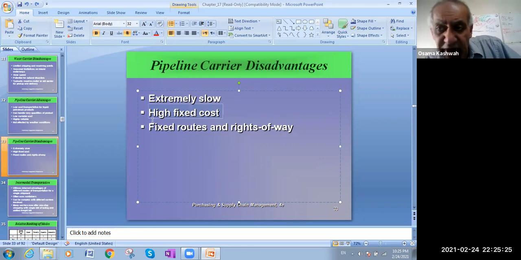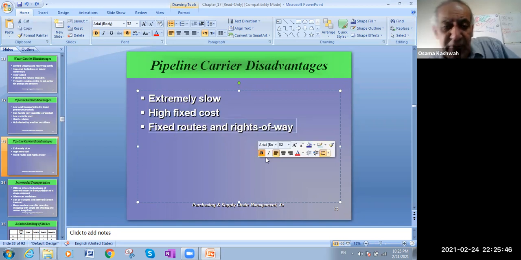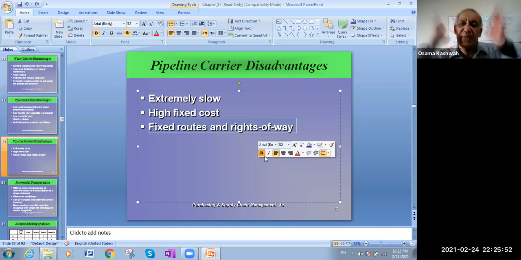Look at the one in British Columbia, in Vancouver, and how they want to get the oil to the east or to the States by pipelines. This costs too much, and a huge amount of money is spent on infrastructure. Fixed routes and rights of way: this is another point, because it is only fixed. It cannot turn right and turn left. It's a pipe, so the pipe will go straight ahead.